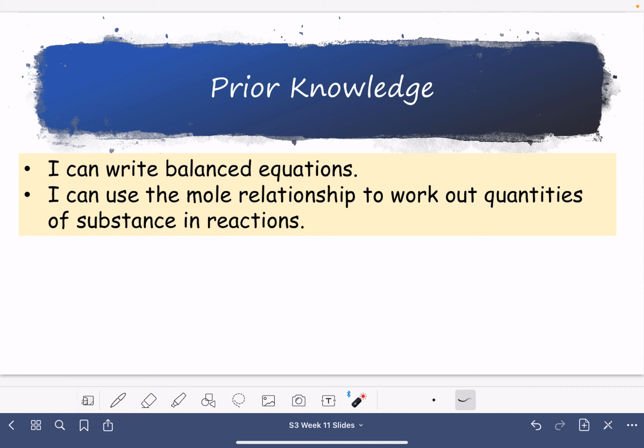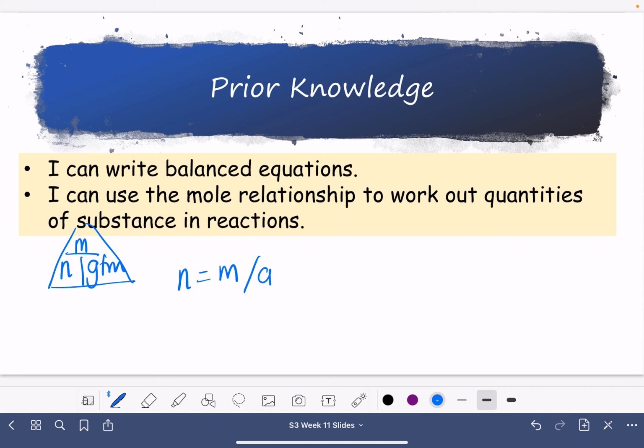We're actually using balanced equations today, so we need to understand that a balanced equation tells us the mole ratio of reactants to products. We also need to be able to use the mole relationship to work out quantities of substance in reactions. So the mole relationship is summarised with this triangle here. Number of moles is the mass divided by the gram formula mass, or mass is number of moles multiplied by gram formula mass. So if we pop those into that triangle there, we get the two relationships that we need. Number of moles is mass over gram formula mass, and mass is number of moles times gram formula mass. So that's what we need to be able to use for today.